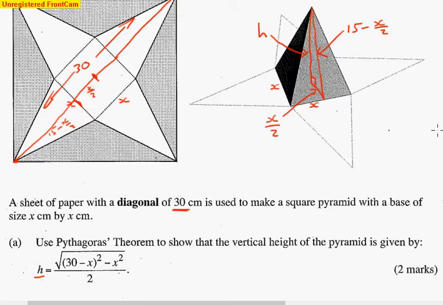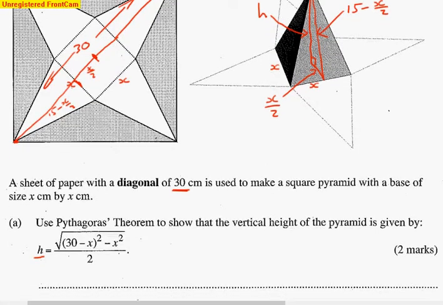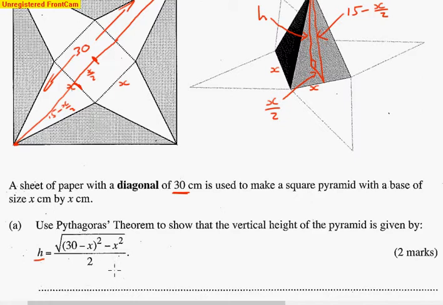So then, what Pythagoras would have to say about that lot is that the square of the two shorter sides added together is equal to the square of the longer side. So let's just write that down. We have the square of the short side, so we've got h squared, plus the square of the other short side, that's x over 2 squared, equals the square of the longer side. And we've got our equation set up now.